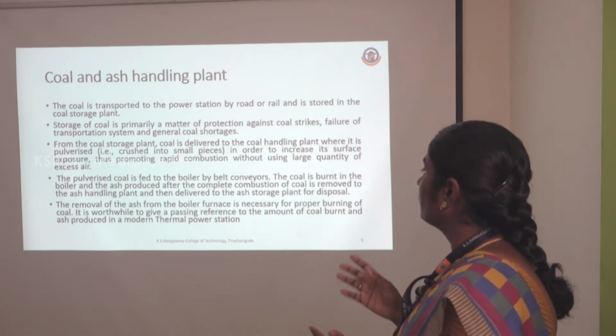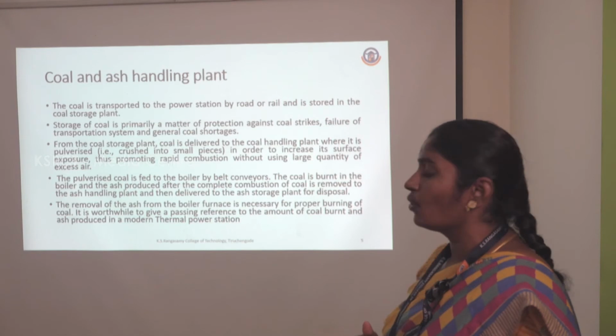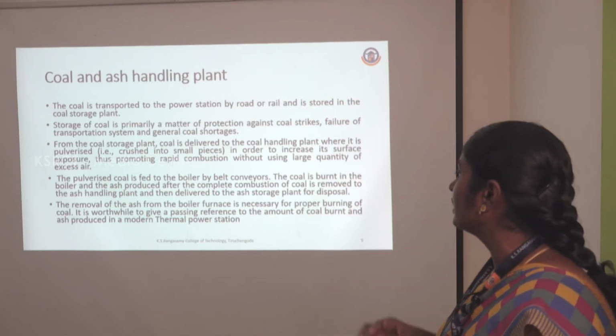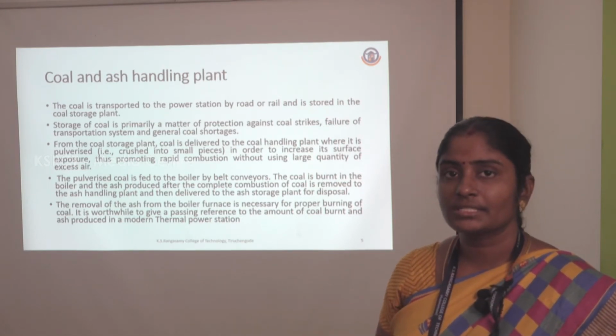It is worthwhile to give a passing reference to the amount of coal burnt and the ash produced in modern thermal power stations.